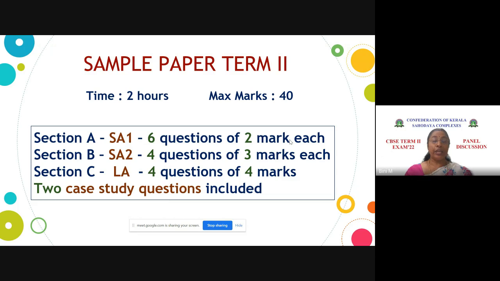Section C, long answers, 4 questions of 4 marks. Out of this, 2 case study questions will be included. That means 2 of the questions from long answer pattern or section C will be case study questions.